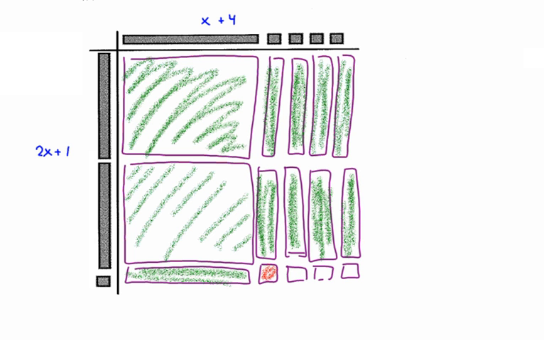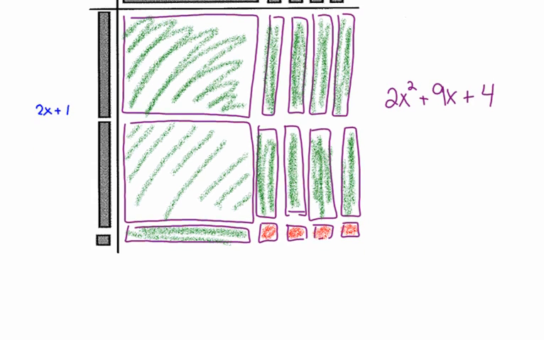And then our 1s. The 1s are a different color because they're different. They're 1 by 1 dimension, right? Whereas the greens are x by 1 or x by x. Okay, so we have a total of 2x squared, 9x's plus 4. Okay, so that's using algebra tiles.